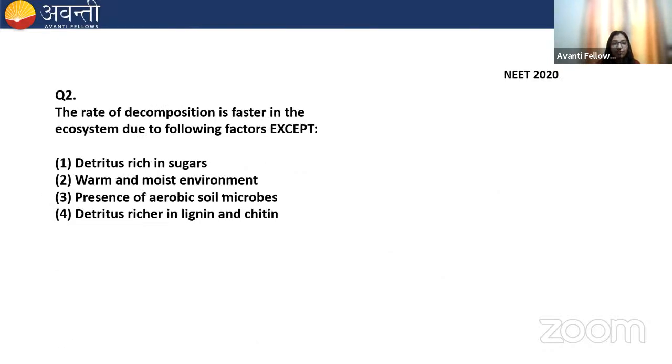Moving next, the rate of decomposition is faster in an ecosystem due to the following factors, except. Option 1 is detritus is rich in sugar. Option 2 is warm and moist environment. Option 3 is presence of aerobic soil microbes. Option 4 is detritus rich in lignin and chitin. What do you think? What will be the correct option? Very good, Gauri. Very good, Veena.